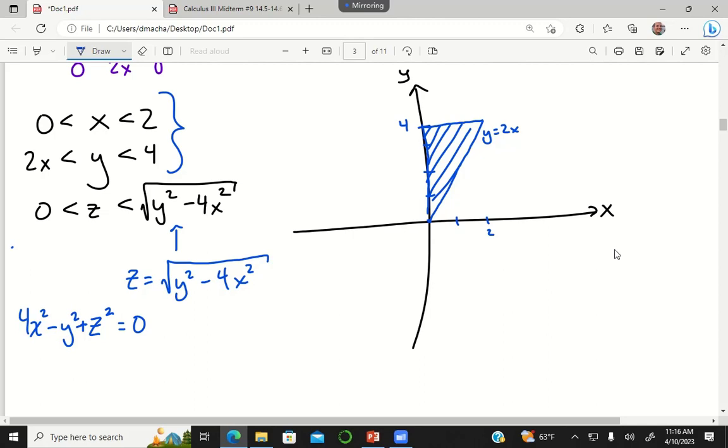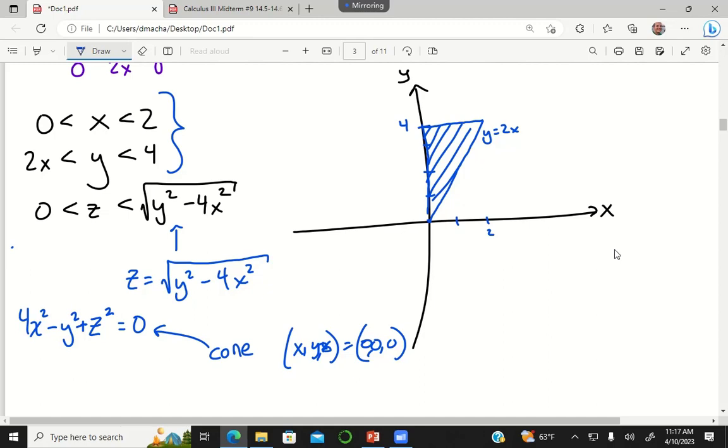And yeah, I think this is a cone. I think this is a cone because the point x, y, z equal to 0, 0, 0 is a solution to that equation, right? 4 times 0 squared minus 0 squared plus 0 squared would be 0. And so I know the origin belongs to this surface.